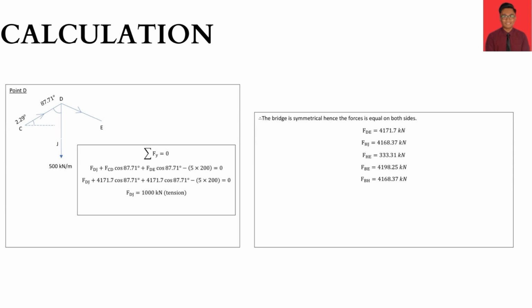At point H, FHJ equals FJK, so we get 4168.37 kN. And at point B, FBE equals FAC, so we get 4198.25 kN. And BH equals FKA, so we get 4168.37 kN.